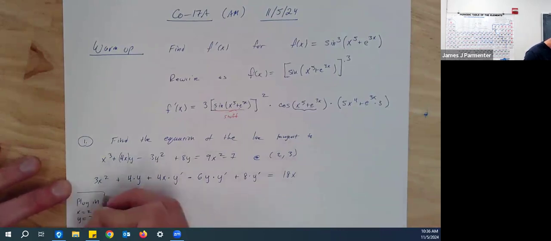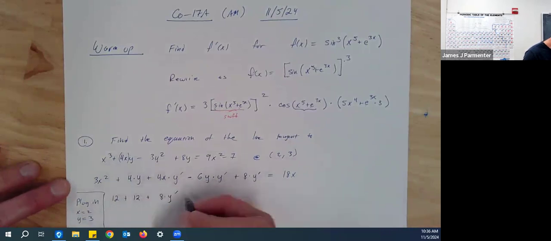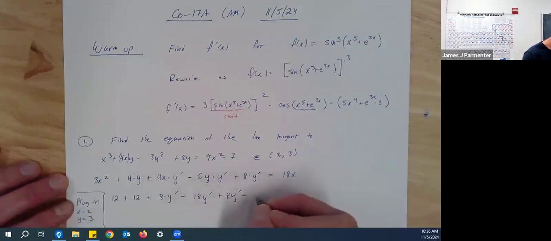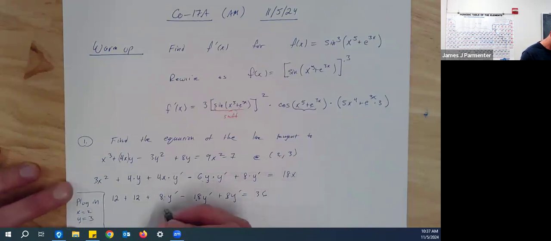to get, let's see here. So 3 times 2 squared is 3 times 4, so 12. Plus 4 times 3 is also 12. Plus 4 times 2 is 8 times y prime. Minus 6 times y is 6 times 3, so 18 y prime. Plus 8 times y prime equals 18 times 2, which is 36. Combine the y primes together, so I have 8 minus 18 is negative 10, plus 8 is negative 2. So I have a negative 2y prime equal to 36 minus 12 is 12. So it looks like y prime here is going to equal negative 6.